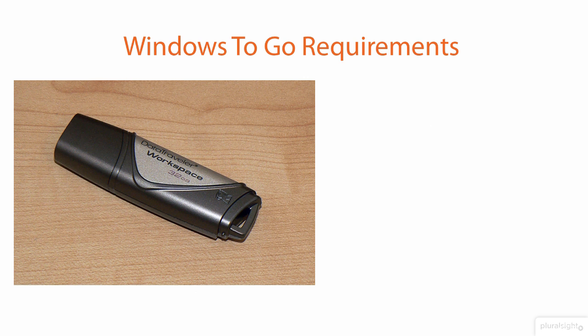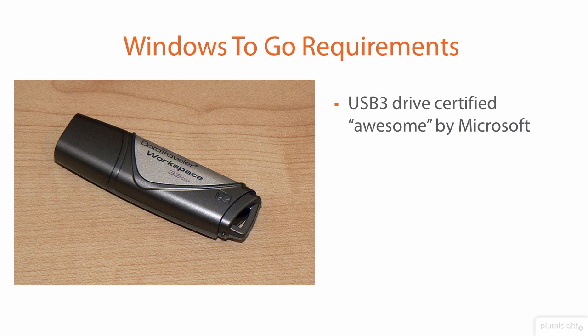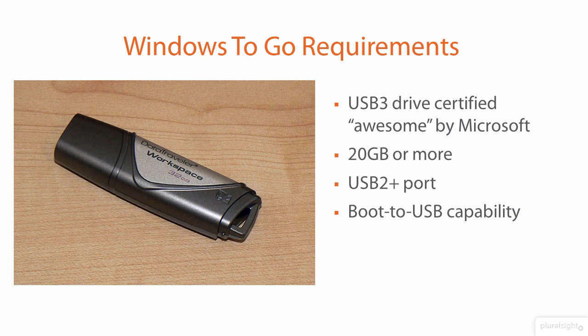The requirements are actually fairly demanding. You need a USB 3 drive, but not just any USB 3 drive, one that's really fast and really robust, and preferably one that Microsoft has bestowed with a Ready for Windows To Go certification. The flash drive needs at least 20 gigs, and although it can operate in a USB 2 port, it's really happier in a USB 3 port. Obviously, the computer that you're using has to be able to boot to USB. Most can these days, but some budget models still lack this ability.